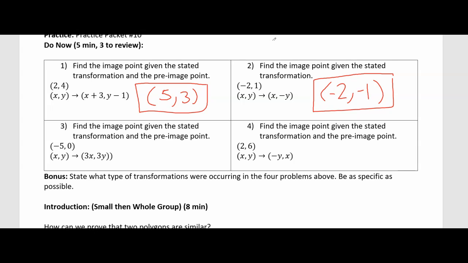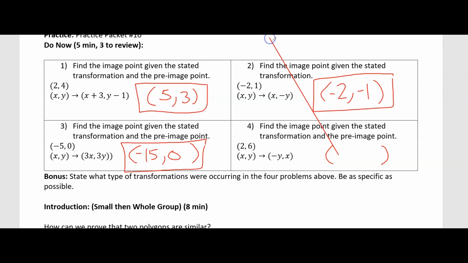For number 3, we are given a pre-image point of -5, 0, and we are multiplying both the x and the y coordinates by 3. So we get -15, 0. This would be a dilation because we are multiplying each coordinate by the scale factor, which in this case would be 3. Finally, for number 4, we are switching the coordinates, and the y-coordinate is becoming negative.